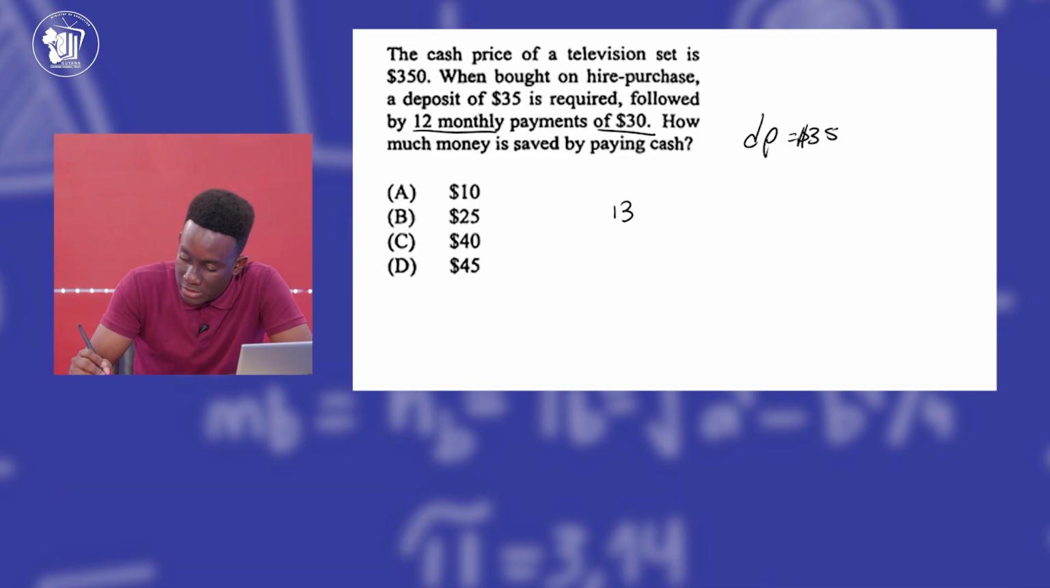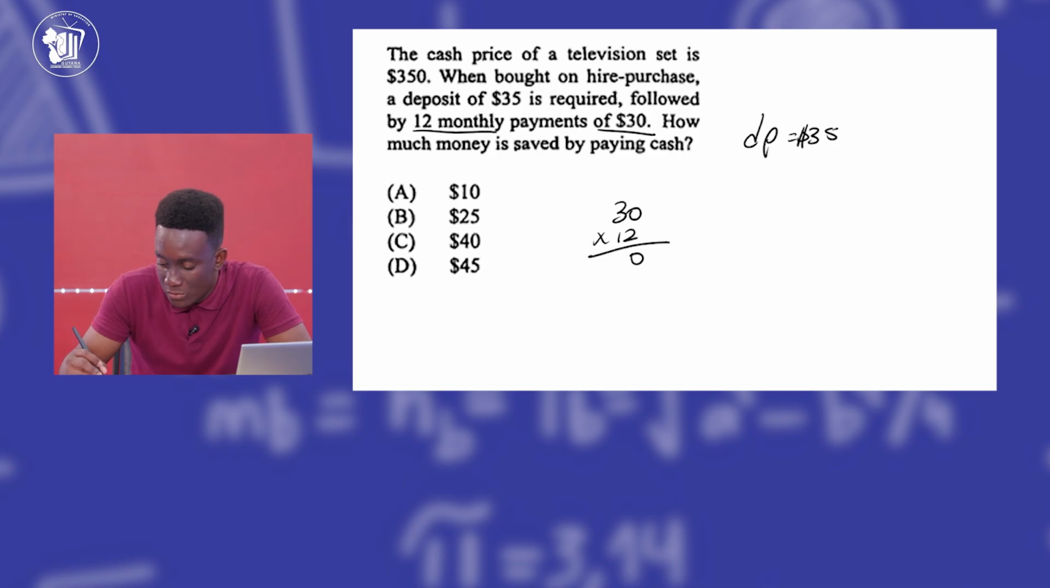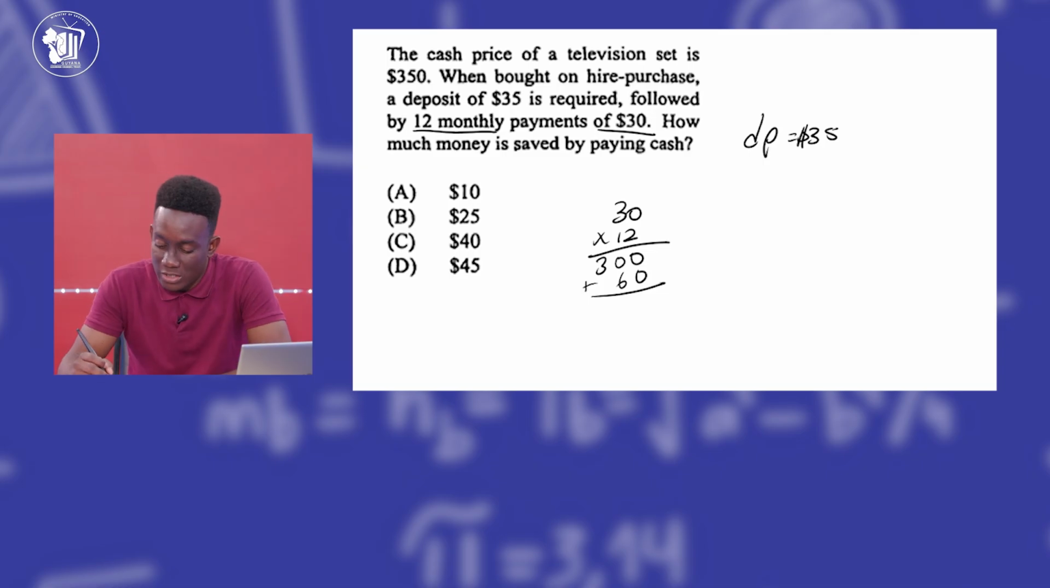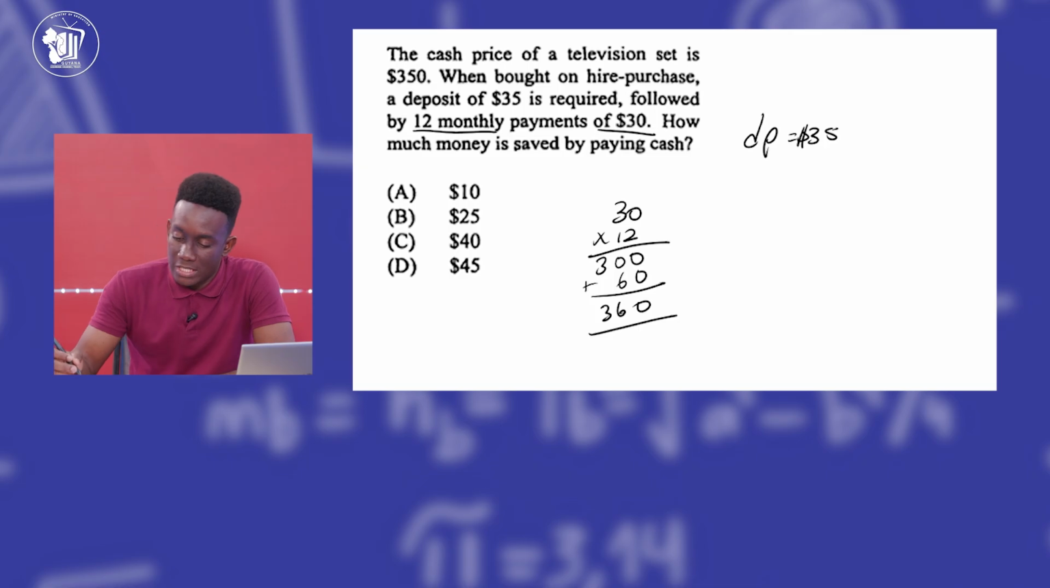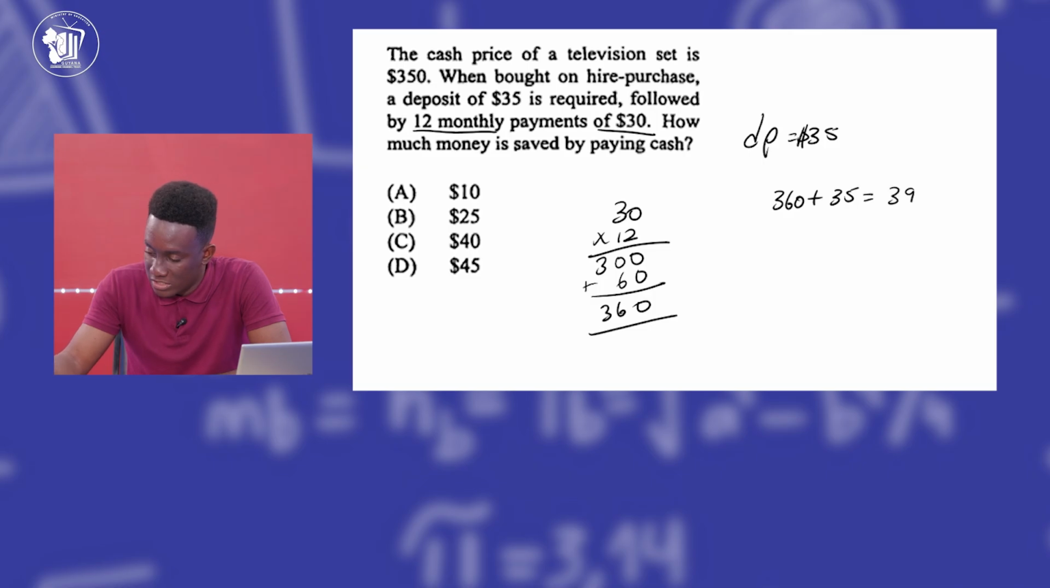So this would be 30 multiplied by 12. 1 times 0 is 0, 1 times 3 is 3, 2 times 0 is 0, 2 times 3 is 6. So after they finish paying the monthly installments, this will give us a total of $360. So at the end of 12 months, they will pay $360. Plus the down payment of $35, so 360 plus 35 will simply give us $395. So this is how much money they will pay on hire purchase.